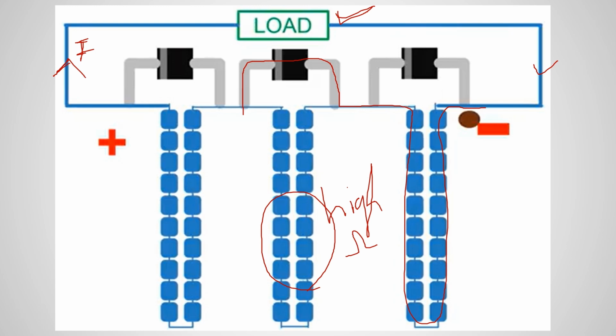Okay, so this is completely out of the game now. So the current goes from here, flows from here, and comes back to the load. So basically, what is the understanding here? Whenever a particular section of the cells is shaded, then the diode will be active.